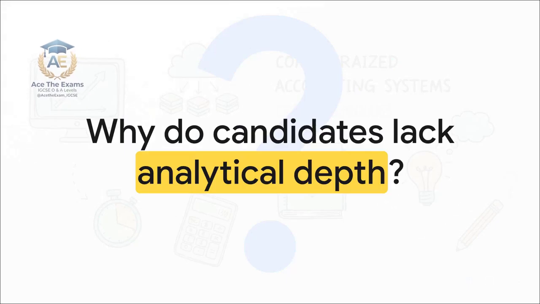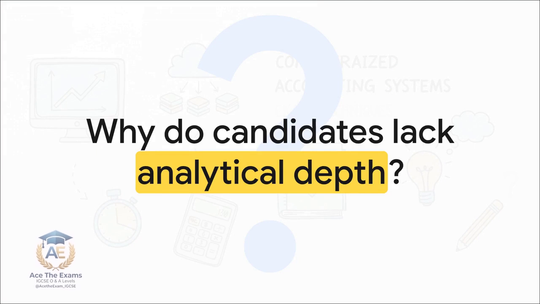Okay, let's really dive into this. The very first place candidates hemorrhage marks in the exam room is due to a fundamental misunderstanding of the prompt's hidden constraints. So I have to ask this critical question. Why do so many hardworking candidates completely fail to achieve analytical depth, even when they know all the facts?